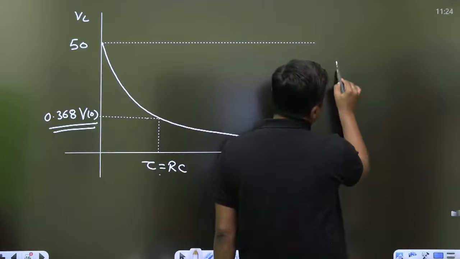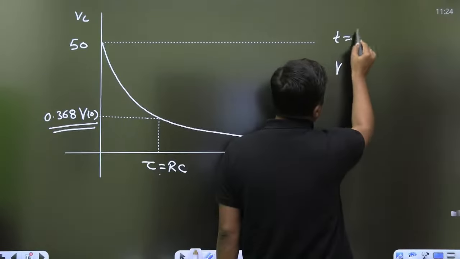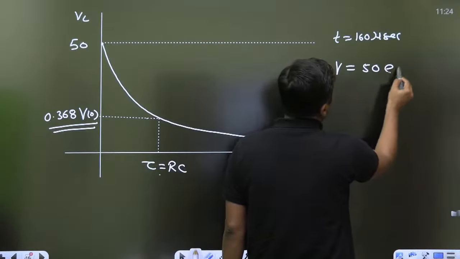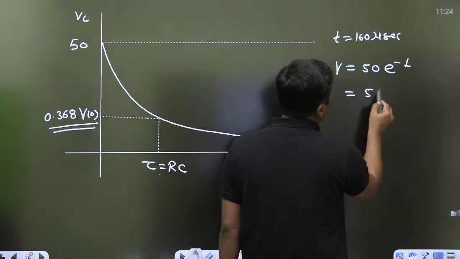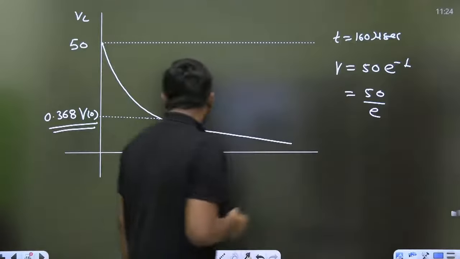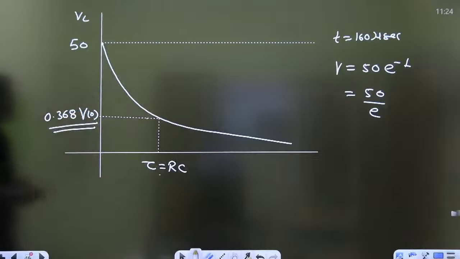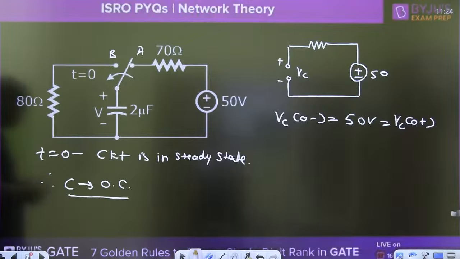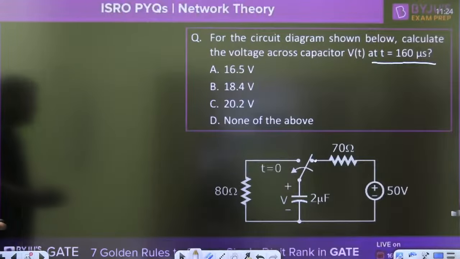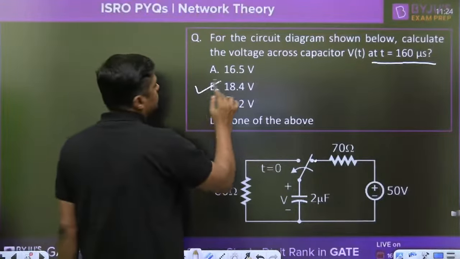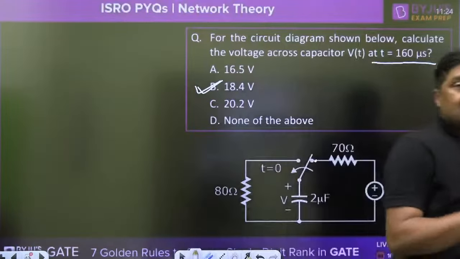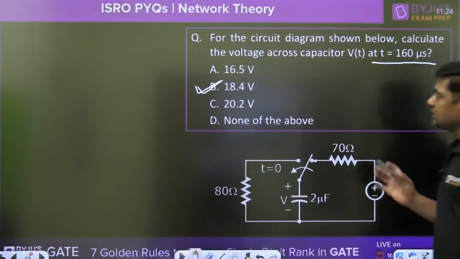Okay, so what is the value exactly at 160 microsecond? It will become 50 e raised to power minus 1, that is 50 by e, and you will find the value. What is 1 by e? 0.368 of V. You can find the value 0.368 of V when we solve. This is the answer, 18.4. Okay, easy. That is the question.